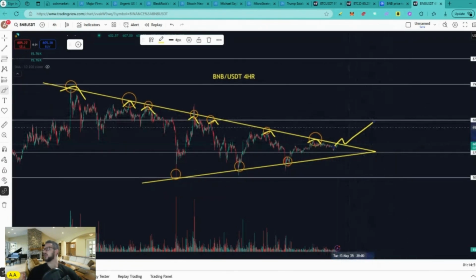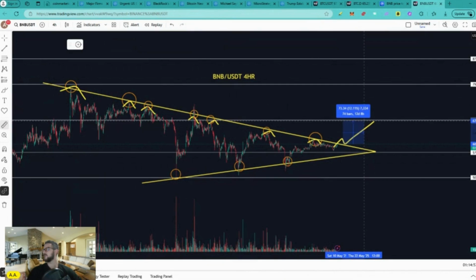The first target is located at $681. From the current price levels to the first target, that's a 12% move. Next target is located at $793. That's a 31% move. That's basically the previous high that occurred back in December of 2024 that we talked about earlier. The last target that I have here on the chart, and that's my short-term price prediction for BNB, is located at $873. From the current price levels to this last target, that's a 44% move.